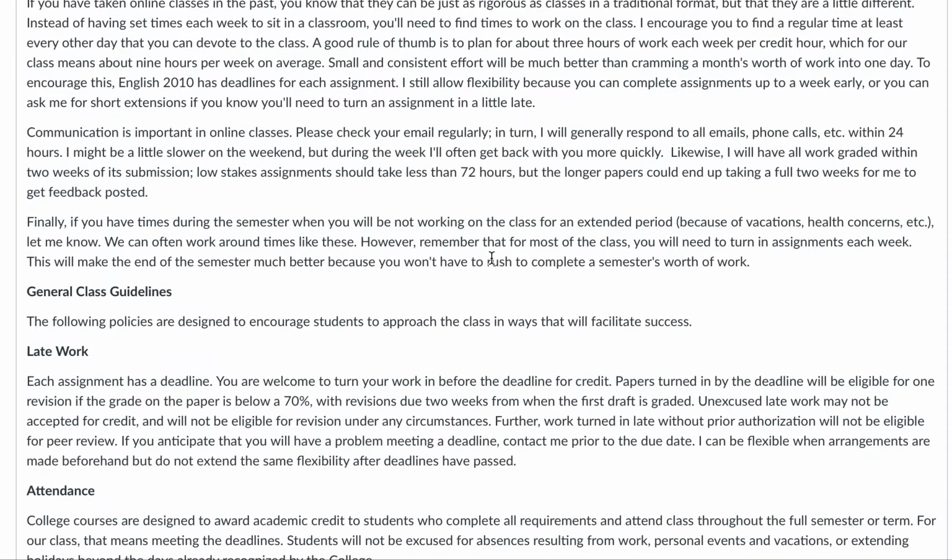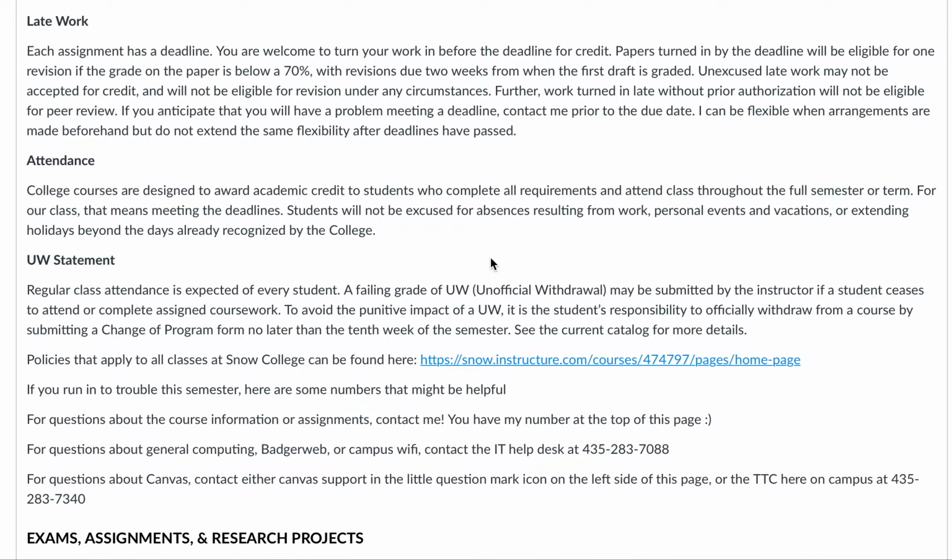Regarding late work in this class, each assignment does have a deadline. You can turn work in before the deadline, like I said, a week out for credit. And specifically for our papers in the class, not all of our assignments, just the papers, if you get below a 70%, you can revise it a couple weeks after I give you your grade and comments on that first draft. If it's not turned in on time, it might not be accepted for credit and it might not be eligible for revision unless there is something that we have worked out beforehand.